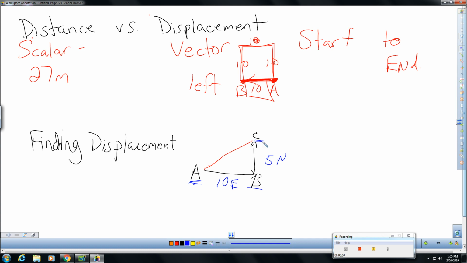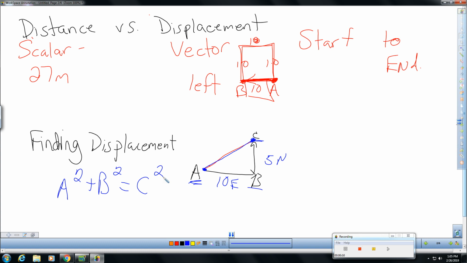Can I solve for my displacement, which is the distance from A to C, because that was my starting and my finishing point? Can I solve for that? Harrison, do you think we can solve for this? Yes, we can, if we use a mathematical equation that is simply A squared plus B squared equals C squared. Do you know what theorem that is?